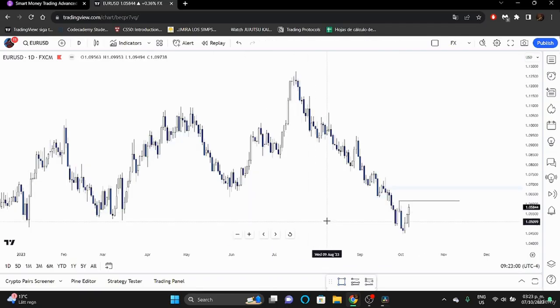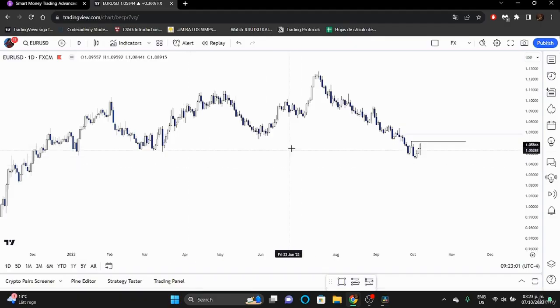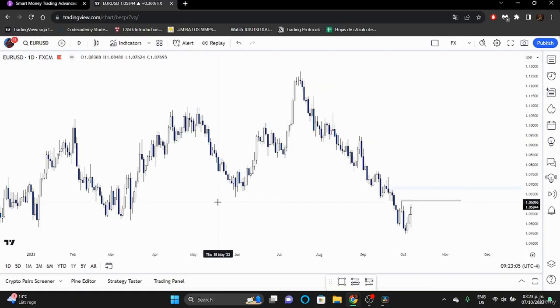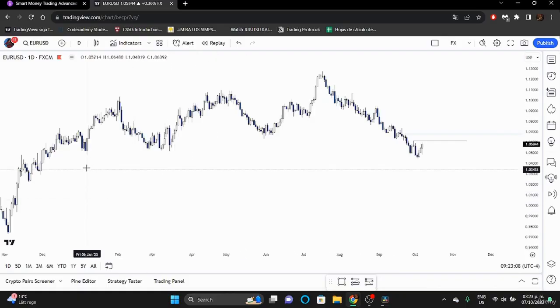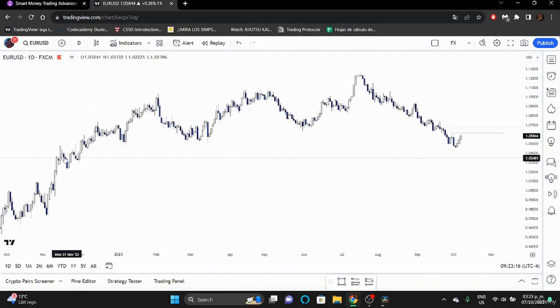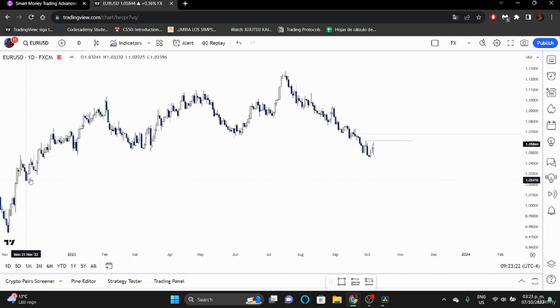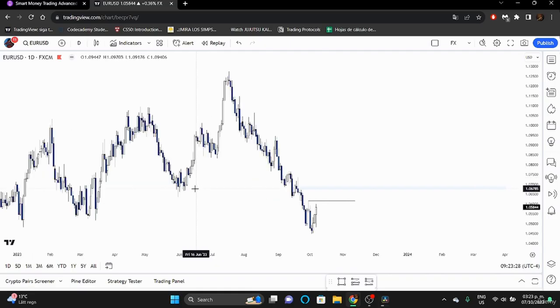Okay. Is there any fair value gaps left? Nope, there's no inefficiencies in the marketplace. The only inefficiencies that we could probably be seeing are these ones right here. Inefficiency, inefficiency. However, all the marketplace right now is without any inefficiency to the downside, except for these ones, which will likely be reached later on. Okay?